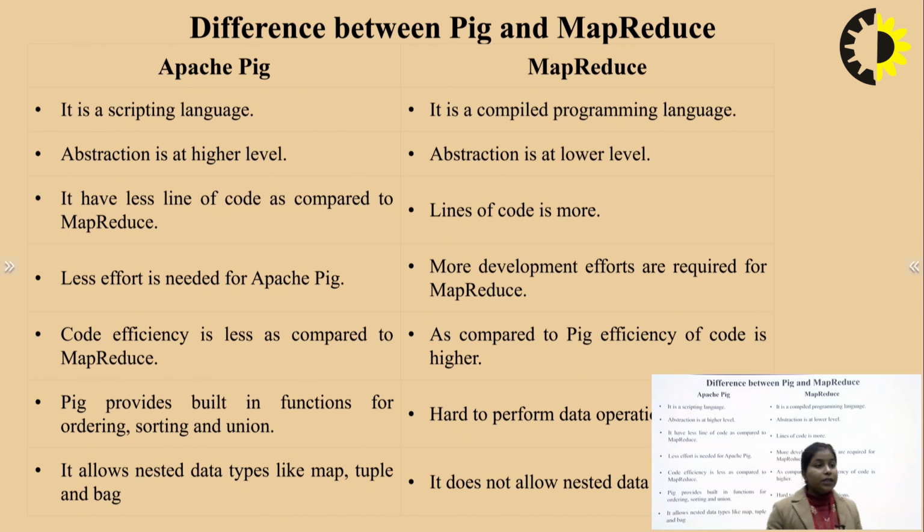In Apache Pig, code efficiency is less as compared to MapReduce, and in MapReduce, as compared to Pig, efficiency of code is higher. Apache Pig provides built-in functions for ordering, storing and union, and in MapReduce it is hard to perform data operations. Apache Pig allows nested data types like map, tuples and bag. MapReduce does not allow nested data types.